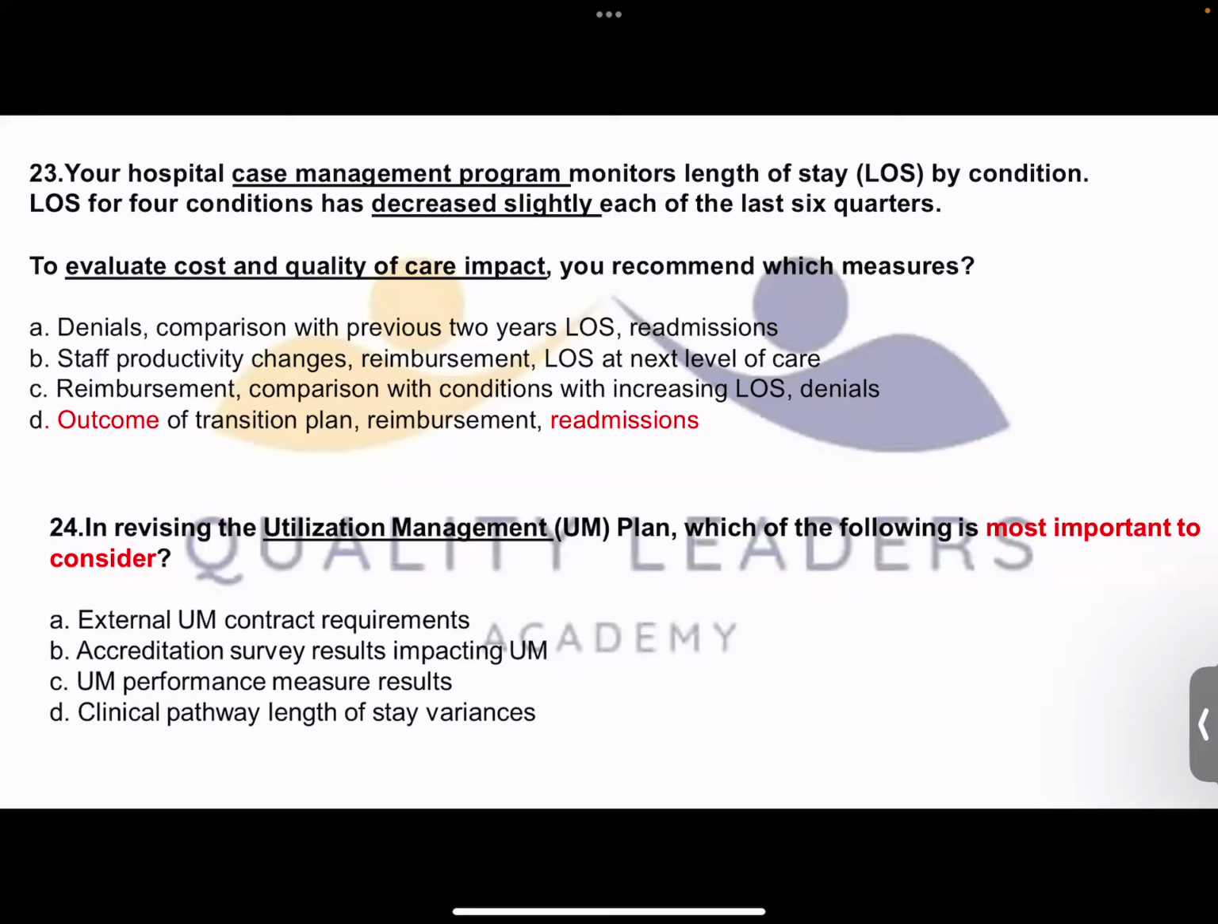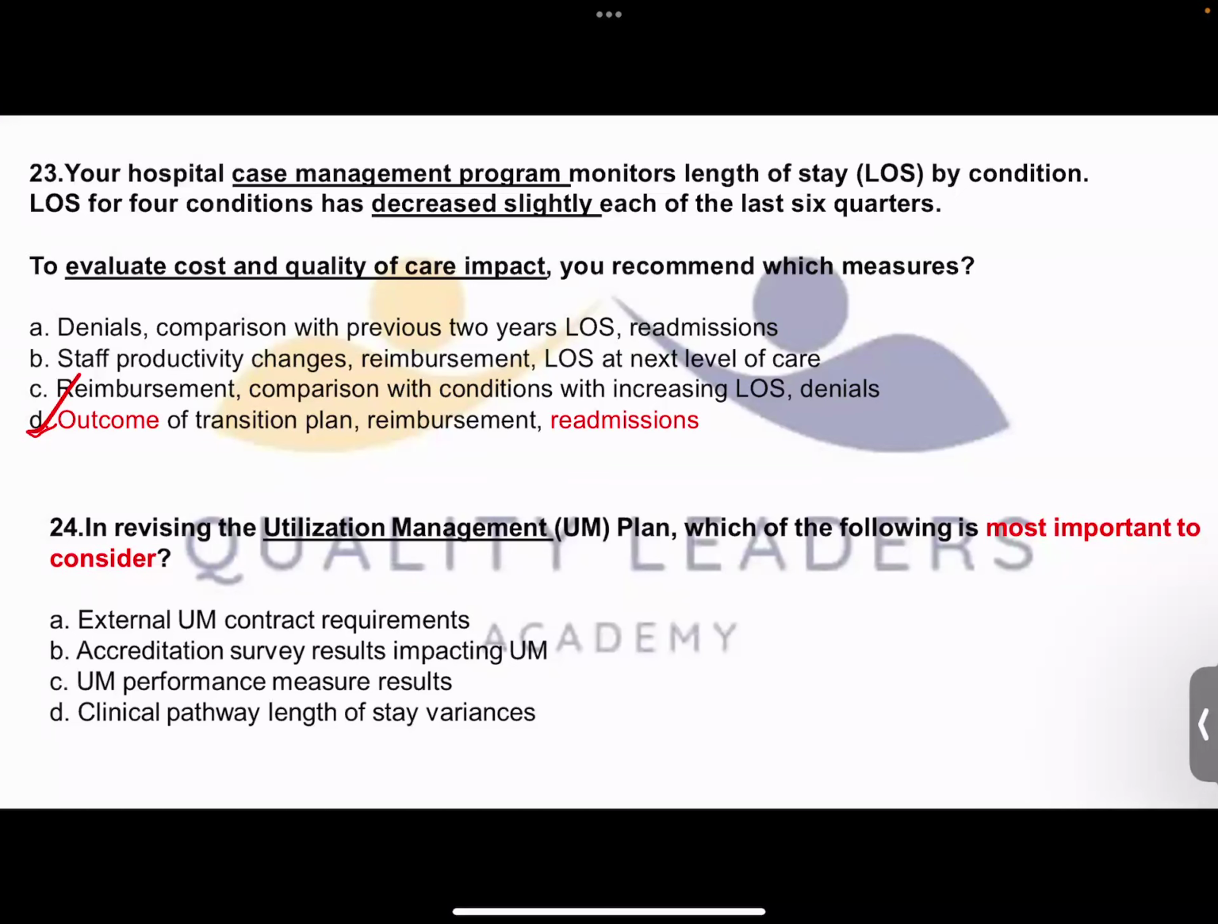While the other three are incorrect. For letter A, readmission is also relevant, but denials and historical length of stay comparison do not provide direct insights into the impact of reducing the length of stay on cost and quality. Letter B is also incorrect because staff productivity and LOS at the next level of care are not as directly tied to evaluating the overall cost and quality of reduced LOS. For letter C, this one is also incorrect because comparing with the conditions with increasing LOS and denials does not focus on patient outcomes or care quality. The correct answer is letter D.